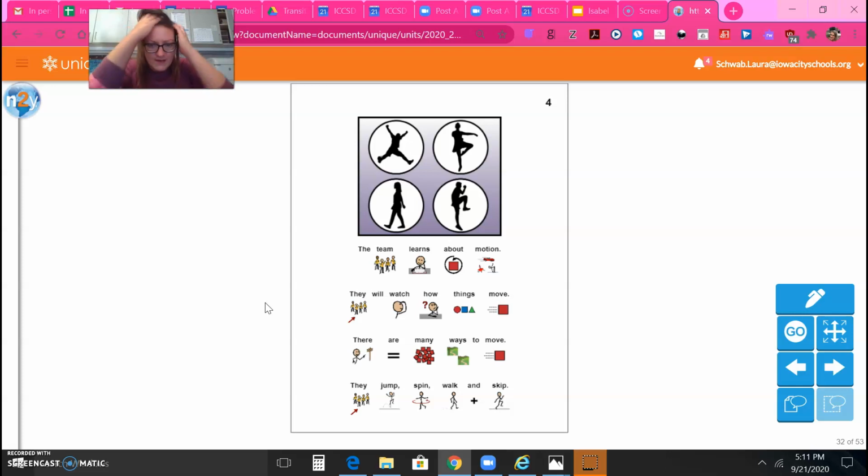They will watch how things move. There are many ways to move. They jump, spin, walk, and skip. Can you all try to do that in your houses? Jump, spin, walk, stomp, stomp, stomp, or skip. You can all do those things. That is your body in motion. Motion.